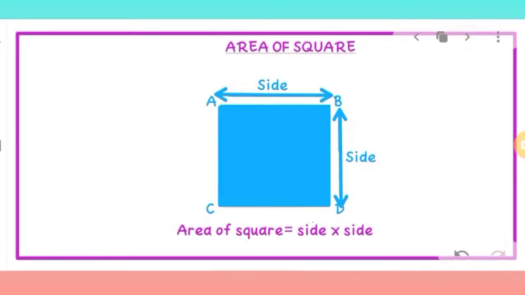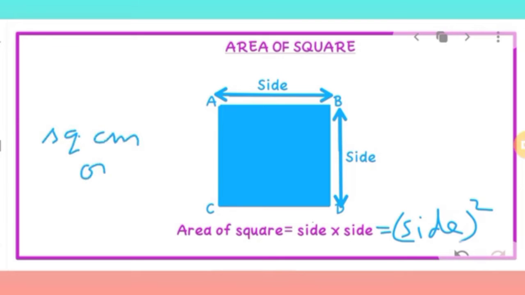Now let's see the area of a square. Area of a square is side into side. As we know, a square is also a special rectangle. So using the same formula, there we have length into breadth, here we have side into side, or we can also write it as side square. Here also the same thing applies. The unit of area will always be in square centimeter or square meter, depending on whether the length of the side is in centimeter or in meter.